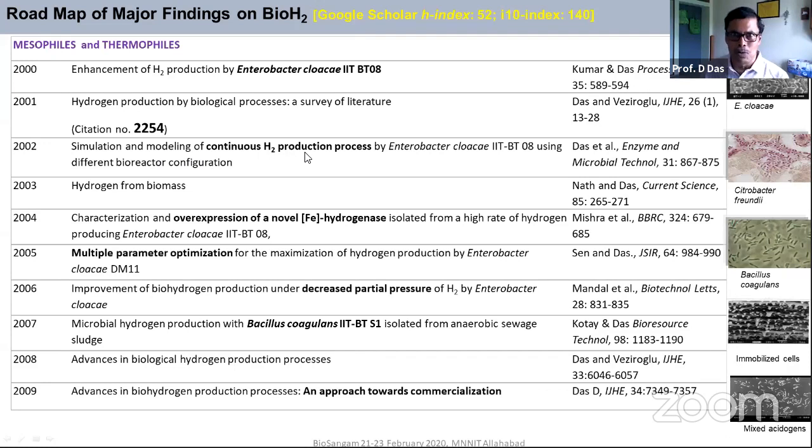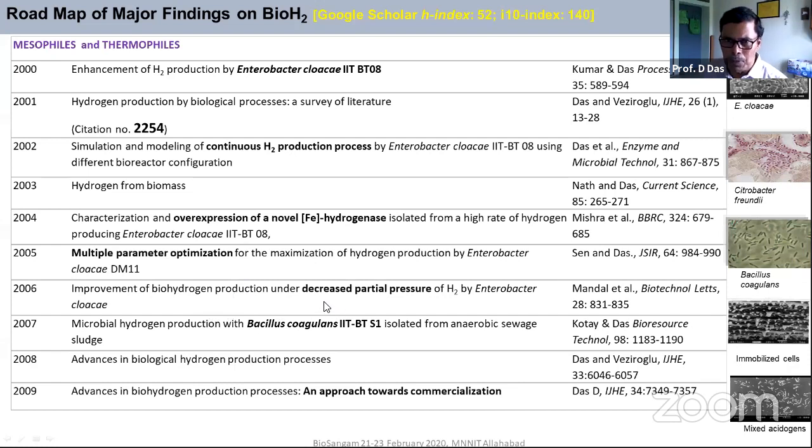Then we used different techniques for hydrogen generation, simulation and modeling for continuous hydrogen production. We observed the batch process is no good for the industrialization of the process, so naturally we had to go for a continuous process, and we found the continuous process is very suitable for hydrogen production. Then we did some molecular biology study to find out what kinds of enzymes are present in the system. We found some novel iron hydrogenase is also present in this particular organism. Multiple parameter optimization also took place.